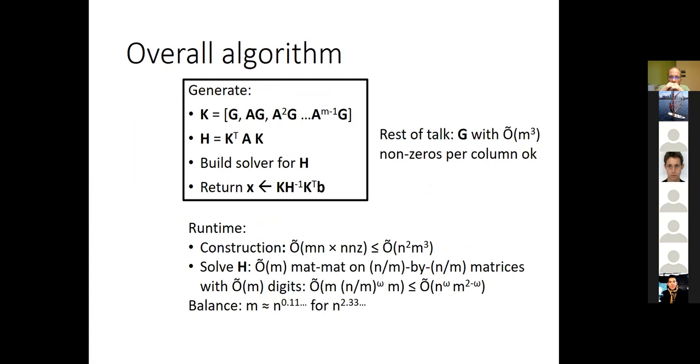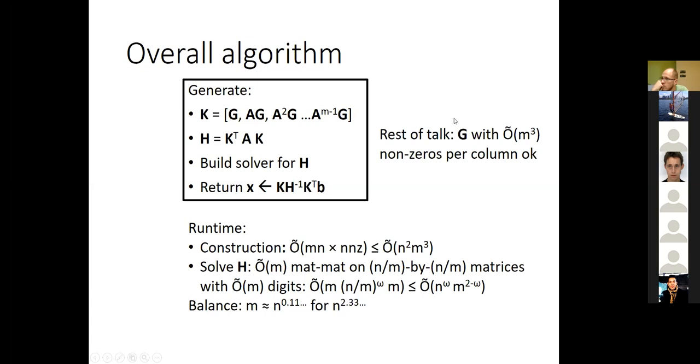So essentially what the overall algorithm does is it takes the block Krylov matrix. So we take G, AG, A squared G, up to A to the m minus one G. We take this block Krylov matrix. We build not just K transpose K, but we also stick an extra factor of A in there. So we get this block Hankel matrix. We build a solver for the block Hankel matrix. And then we return this vector where we solve this matrix, and then we just multiply some copies of K and K transpose to cancel these two terms.